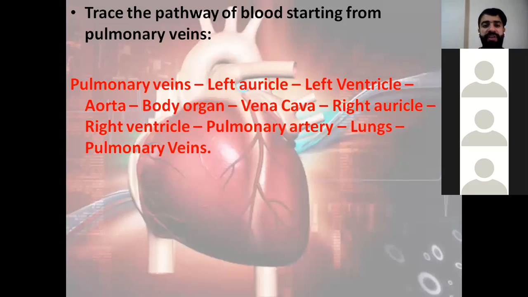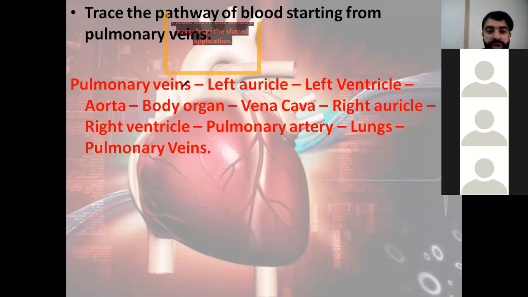Starting from the pulmonary veins, you have to move from the pulmonary veins to the left auricle, left ventricle, to the aorta, body organ, vena cava, right auricle, right ventricle, pulmonary artery, lungs, and the pulmonary veins. Here we are starting from where? We are starting from the pulmonary veins.